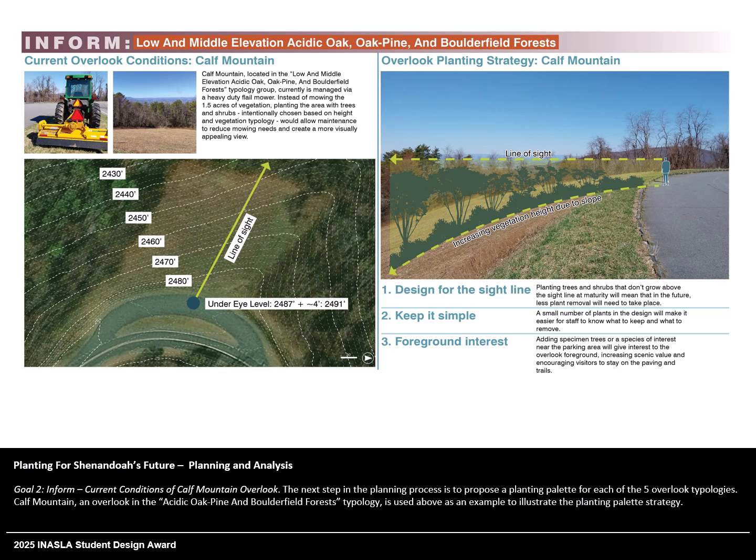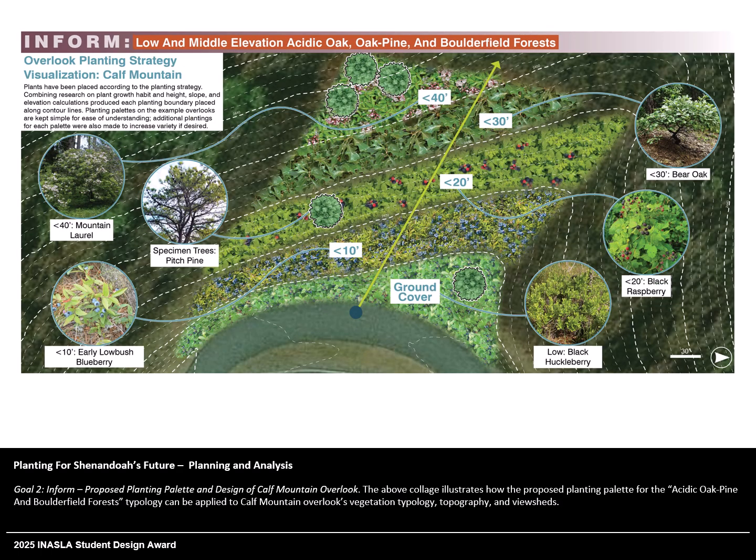I picked one overlook from each typology as an example in order to illustrate how each planting palette would be implemented in the landscape. My first example overlook, Calf Mountain, is located in the acidic oak pine and boulder field forest typology. Using the research I conducted on plants found in each vegetation typology, I was able to propose a planting palette that would be successful for each vegetation typology. In this example, the acidic oak pine forest palette includes plants such as pitch pine, mountain laurel, and bear oak. Plantings are placed according to the topography of Calf Mountain Overlook in order to ensure that view sheds will be maintained even when the plants are reaching maturity.